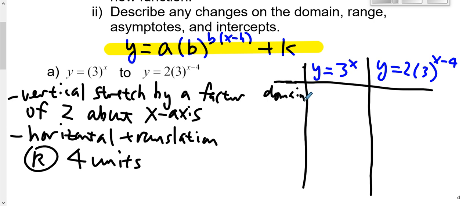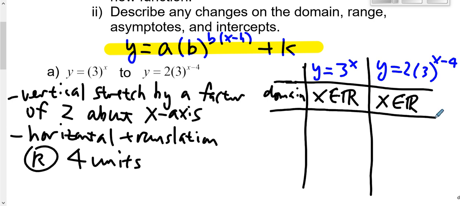Alright, so if you graph this on your graphing calculator for this function, you will see that the domain, or the x values, includes any real numbers. Same thing here for the new function. Again, graph this and see it yourself. Okay, one thing done. Next thing, let's look at the range.